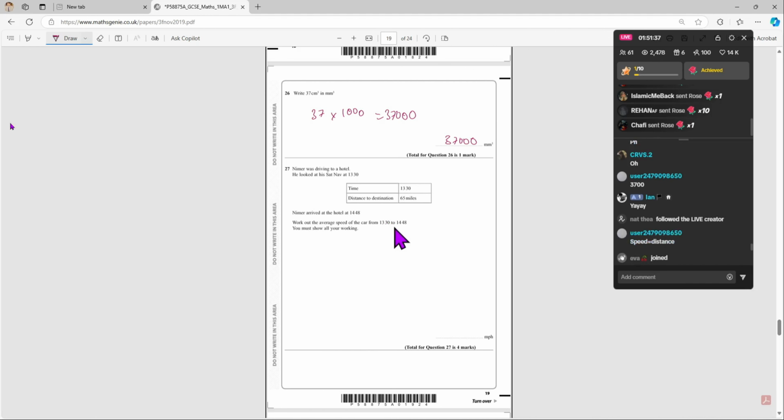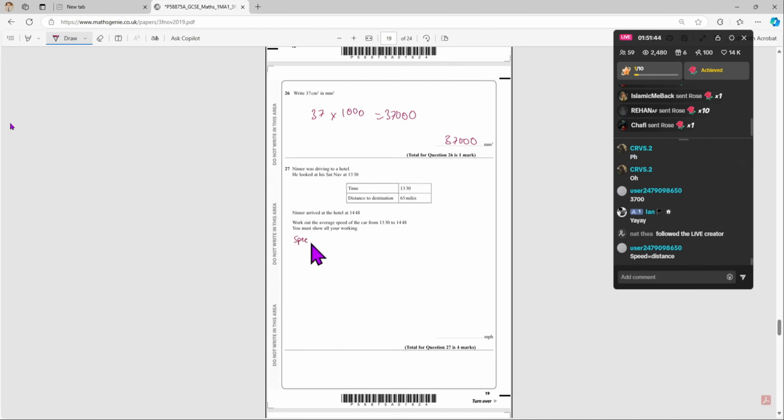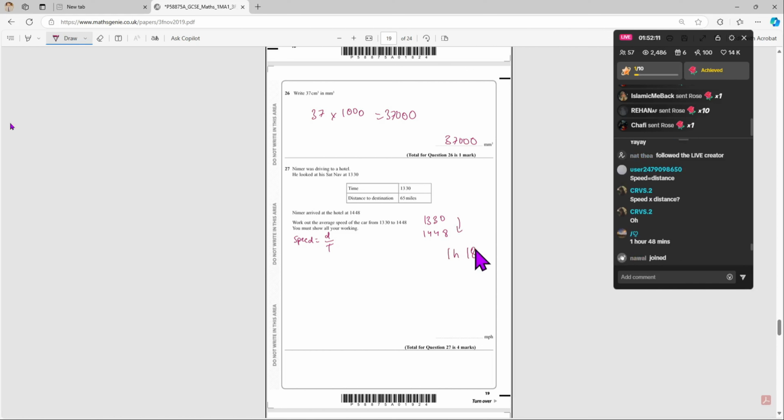So we know that we're going to be using the speed formula: speed is equal to distance divided by time. So we know that formula. The first thing you would do is calculate the time it took him. So he left at 13:30 and he arrived at 14:48. From 13:30 to 14:48, it took him 1 hour and 18 minutes. Okay?